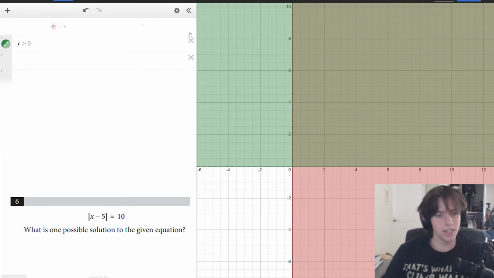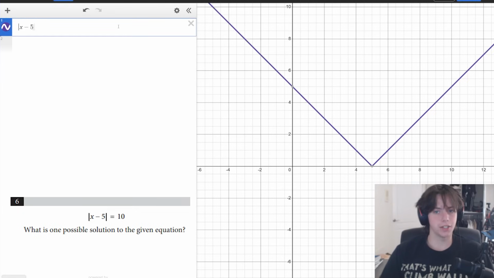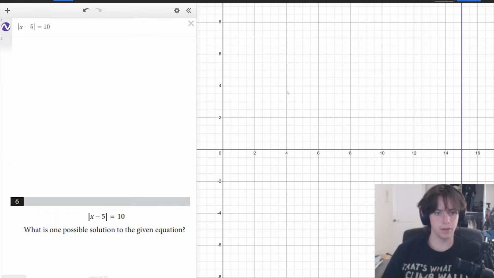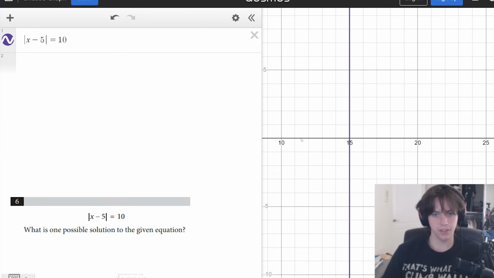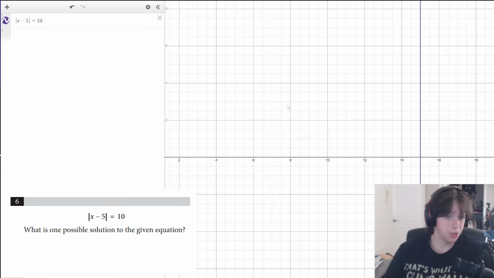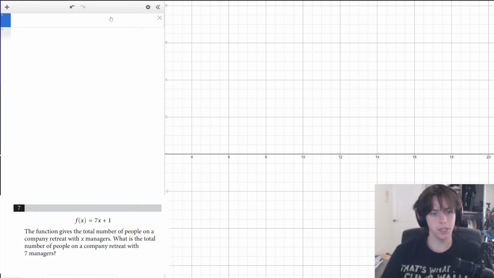Question number 6, the absolute value of x minus 5 equals 10. What is one possible solution of the equation? We can just graph this: the absolute value of x minus 5 equals 10. Zooming in at our positive solution, we get 15. So we know that's one of our solutions. That's our answer.